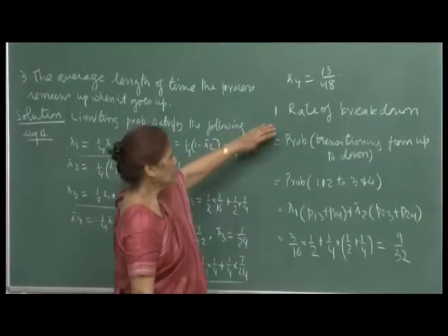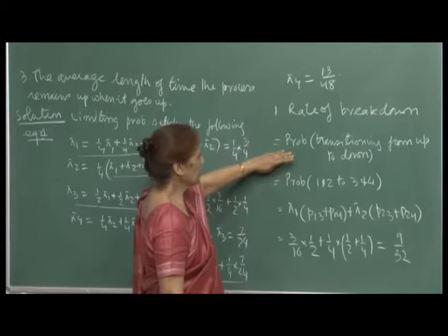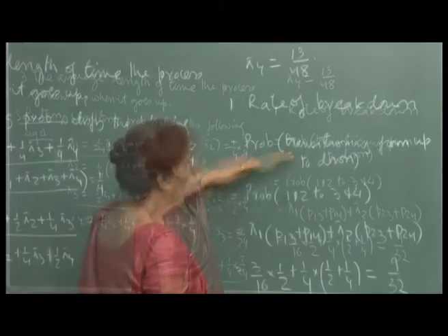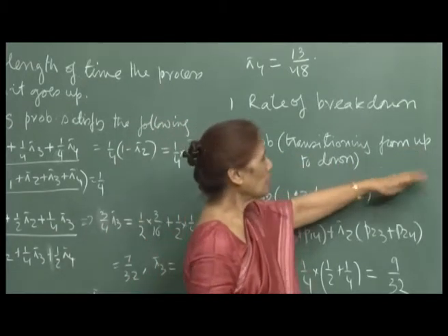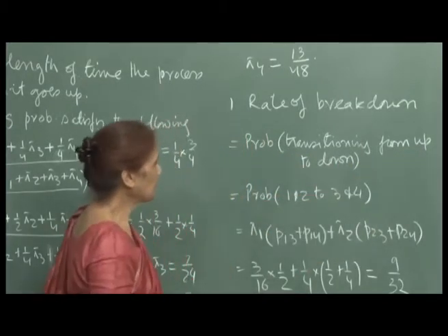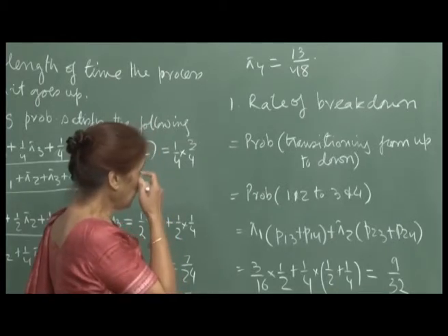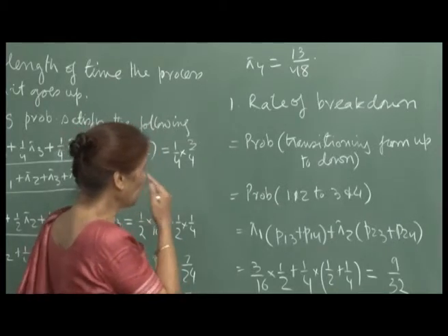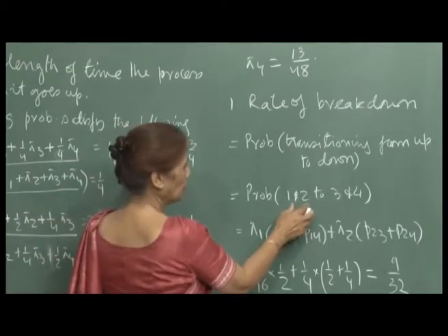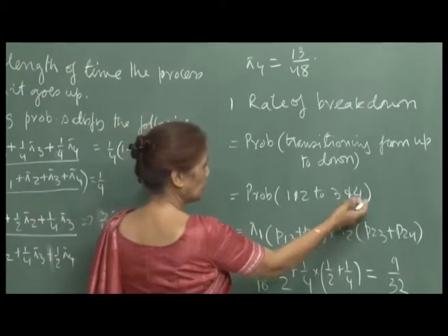Rate of breakdown. So, rate of breakdown is the probability of transitioning from up to down, right. That means up is when your machines are working, or any one of the machines is working, and then any one breakdown will mean there is a breakdown. So, that means you are transitioning from states 1 and 2, which are up states, to the down states, which are 3 and 4.